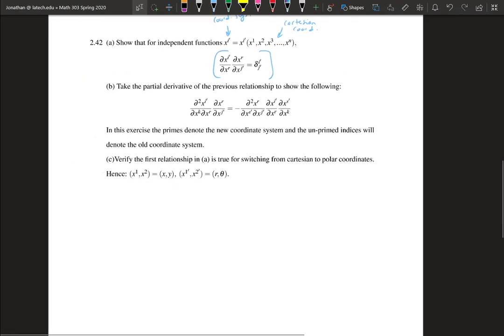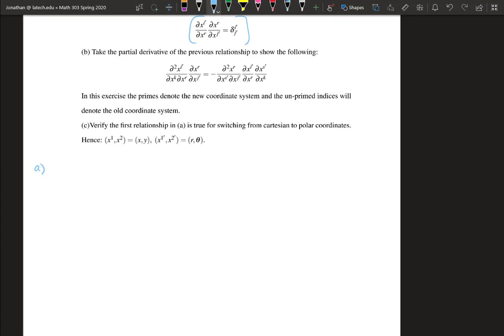Okay, let me zoom out a little bit. Part A, partial xi prime, partial xj prime is equal to delta i prime j prime, since xi prime and xj prime are independent variables. So that's how we get the delta i prime j prime on the right.